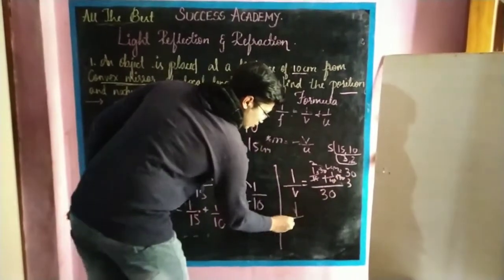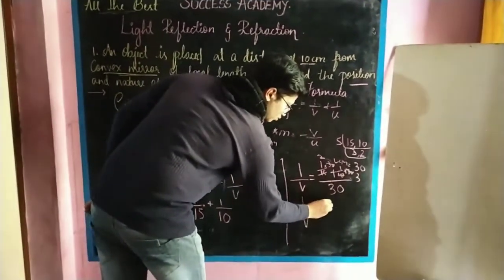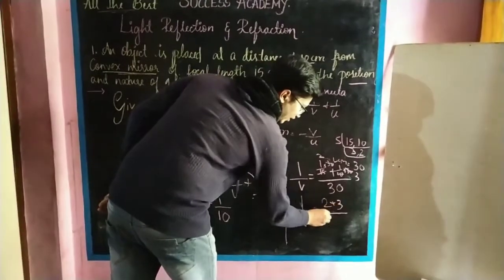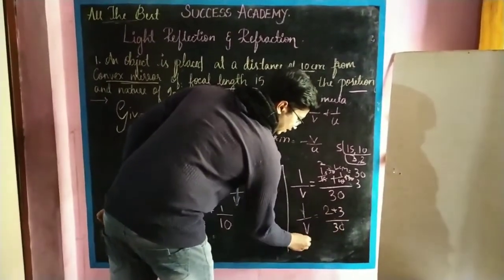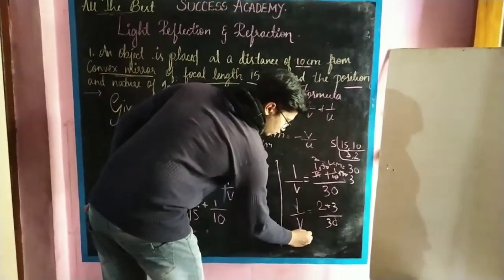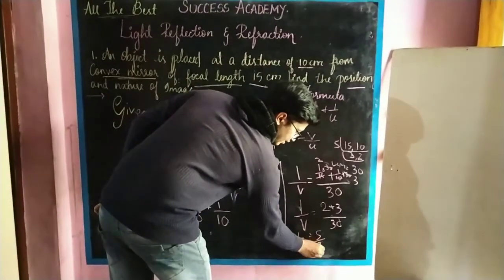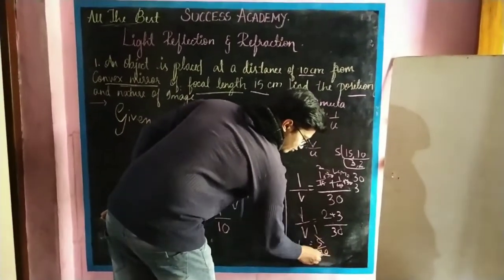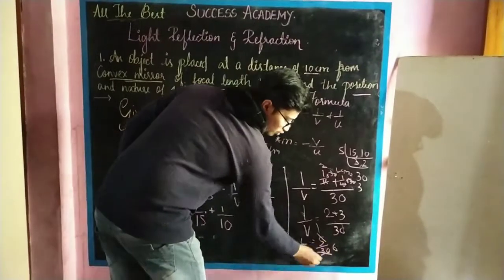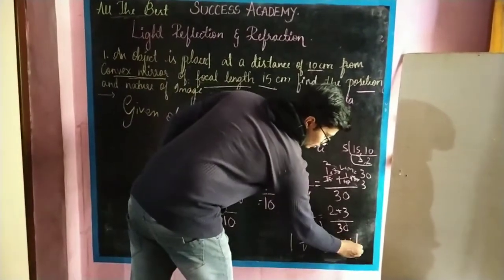The remaining is 1/v is equal to 2 plus 3 divided by 30. 1/v is equal to 5/30. 5 ones are 5, 5 sixes are 30. 1/v is equal to 1/6. It means v is equal to 6.